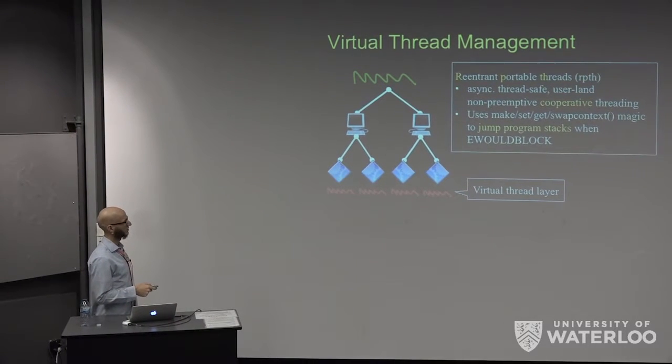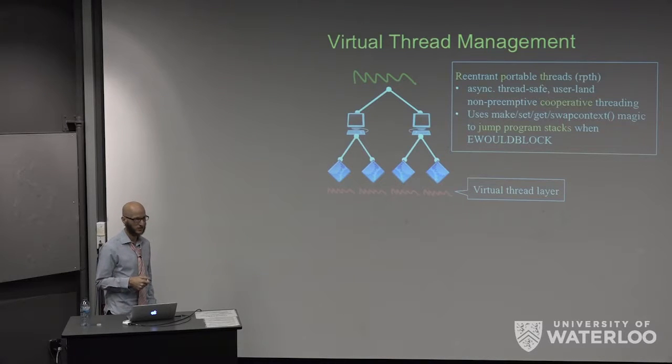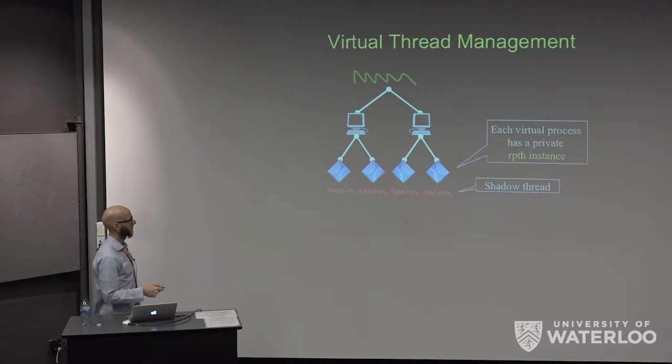So then each Pth instance uses make, get, and set swap context magic to jump program stacks, and that's how we are able to run an application and not require it to return back on the program stack. Okay, so we have this new virtual thread layer.